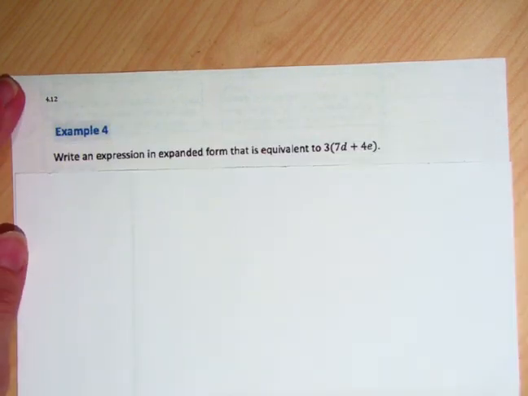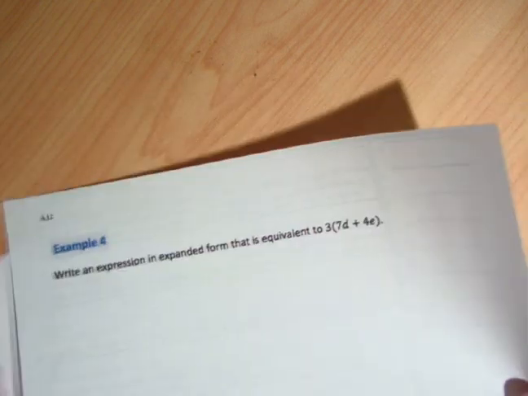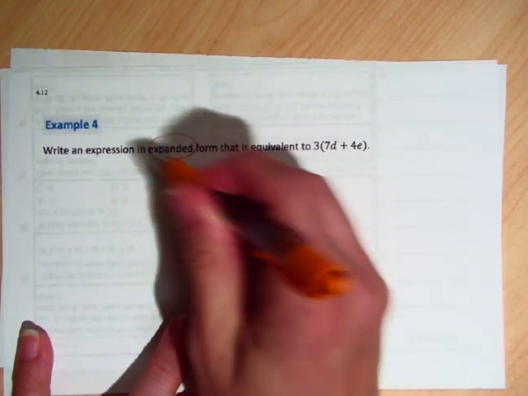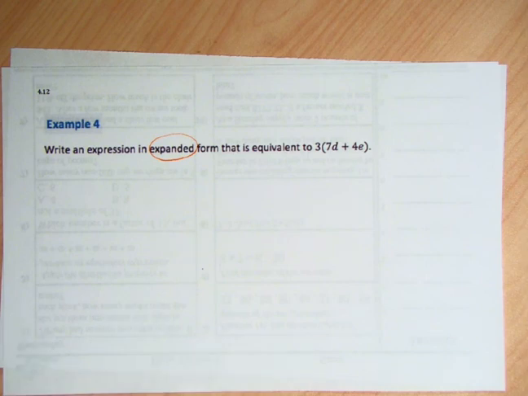All right, one more example. Told you there were 4, but it's gone pretty fast. All right, example 4. Write an expression in expanded form. Put this underneath here. Expanded form, remember that's where we distribute. Okay, an expanded form that's equivalent to 3 times the quantity 7d plus 4e. This is the easy one.